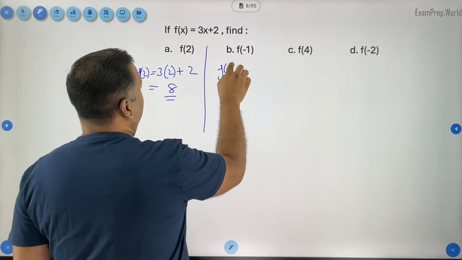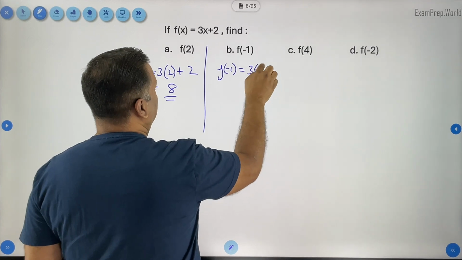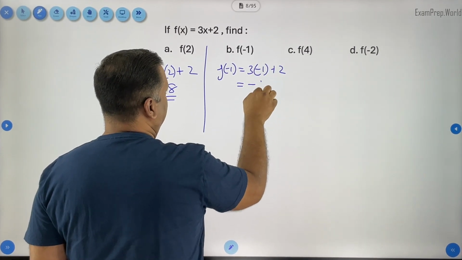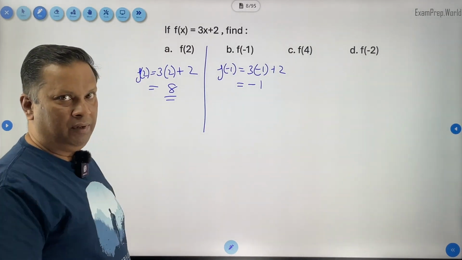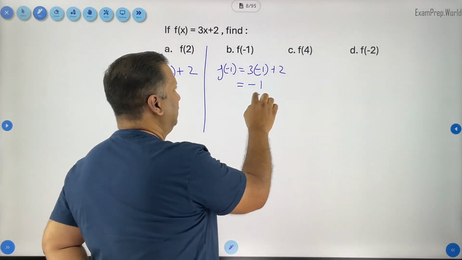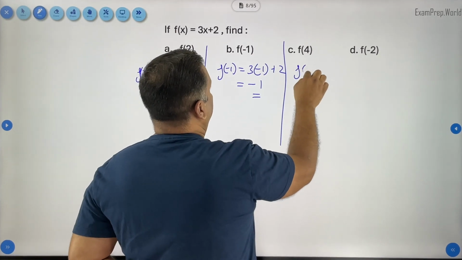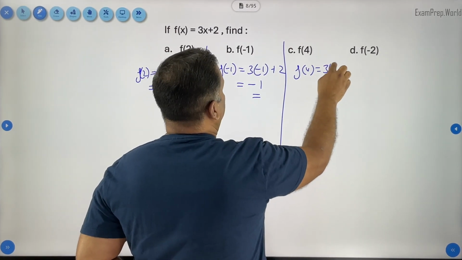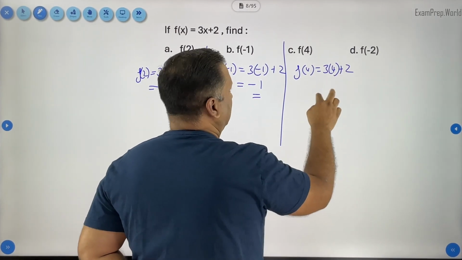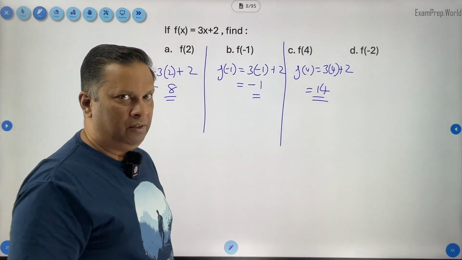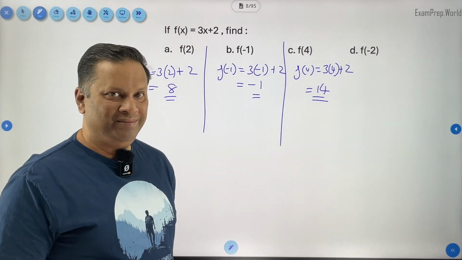f of negative 1 will be 3 times negative 1 plus 2, which is negative 3 plus 2, which is negative 1. So the answer for this one is negative 1. Okay. Now go for 4. f of 4 will be 3 times 4 plus 2. 12 plus 2 is 14. Doesn't even take 5 seconds to do each one.